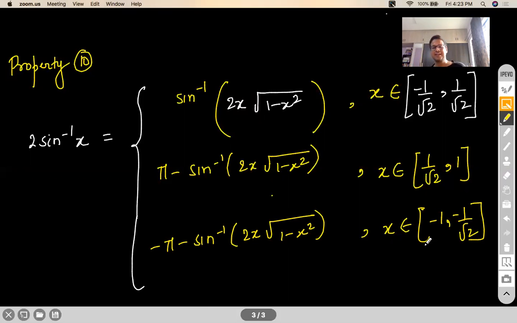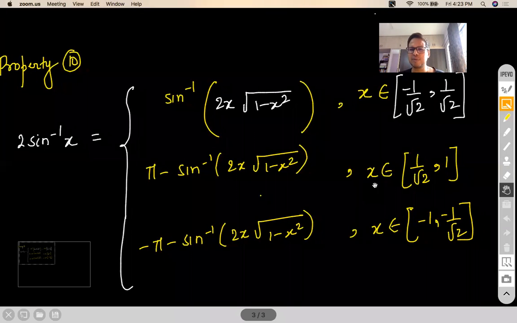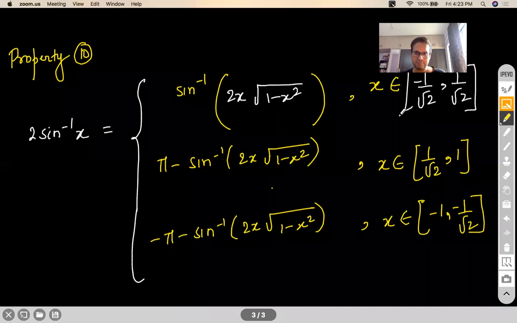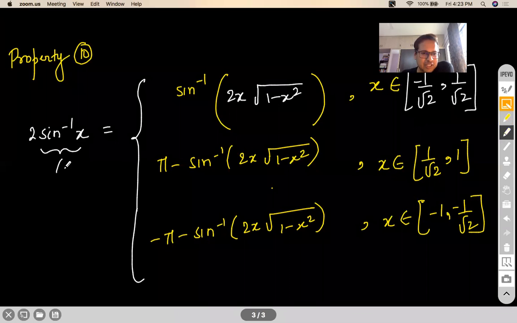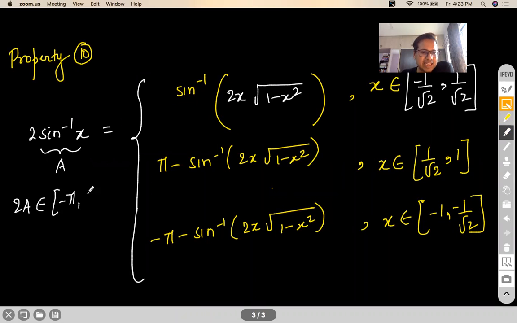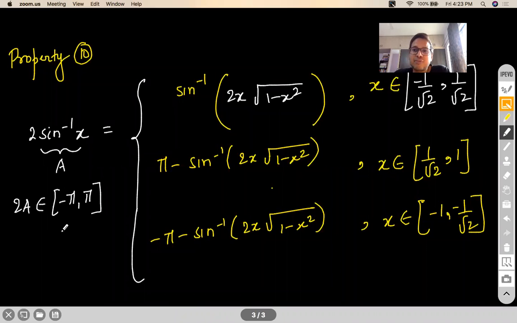Now see, the first thing that I would do, if I am starting this from scratch and I don't remember any formula. That is true for everybody. Now I know that I'm dealing with twice of sine inverse x. If I call this an angle A, then 2A will be a value between minus pi to pi. Because sine inverse x, which is your A, has to be between minus pi by 2 to pi by 2. So twice of that will be from minus pi to pi. No doubt about it.